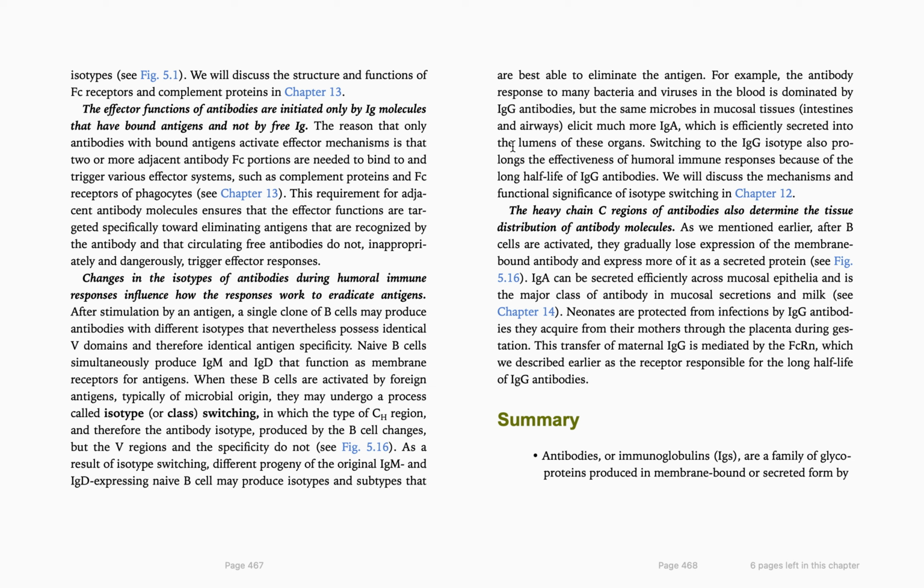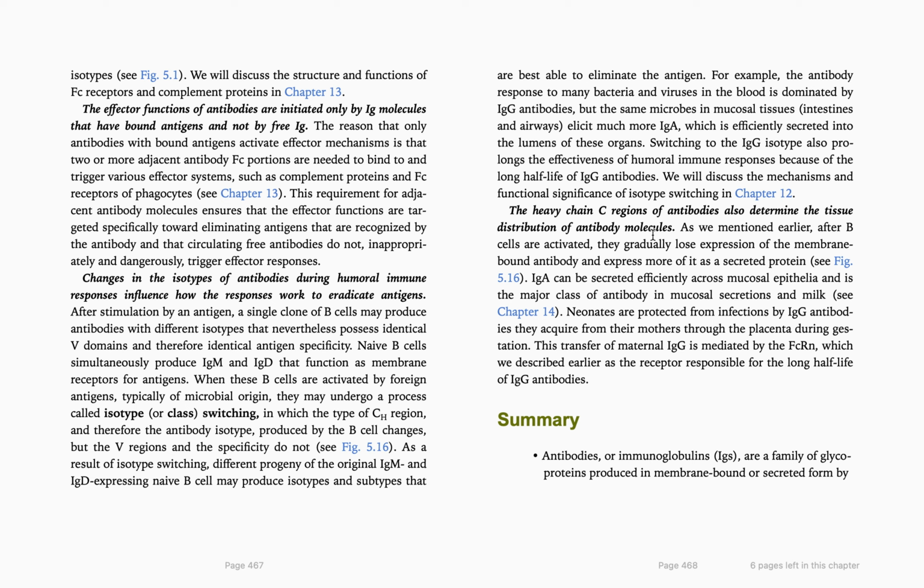For example, antibody response to many bacteria and viruses in the blood is dominated by IgG antibody, but the same microbes in mucosal tissues, intestine, and airways elicit much IgA, which is efficiently secreted into the lumen of these organs. Switching to the IgG isotype also prolongs the effectiveness of the humoral immune response because of the long half-life of IgG antibodies. We will discuss the mechanism and significance of isotype switching in chapter 12.